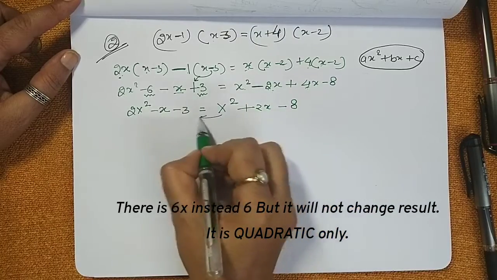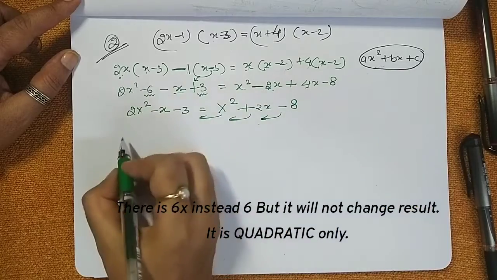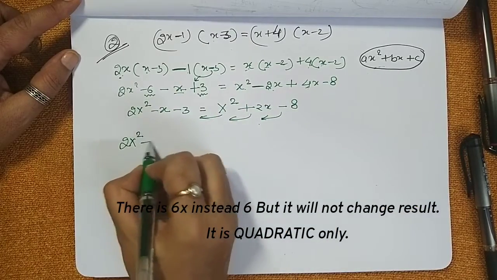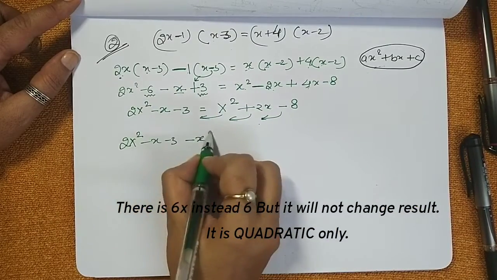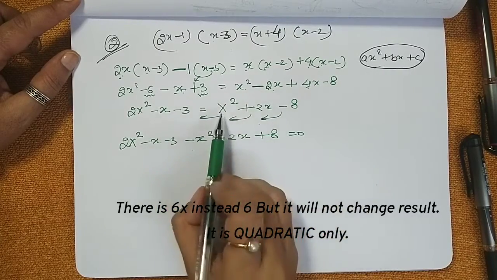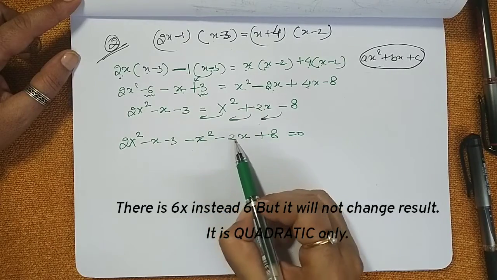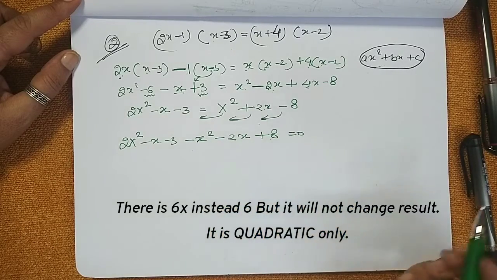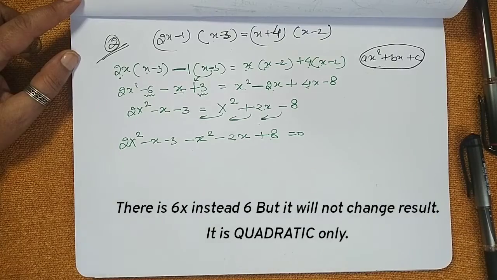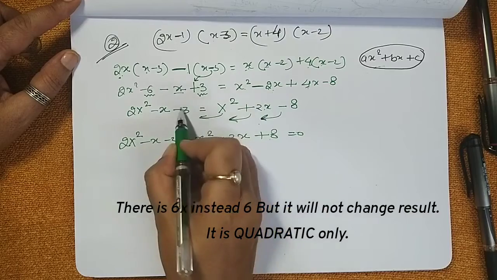Now we will bring all the terms to one side because I need to compare it with this, right? So I will do 2x square minus x minus 3 minus x square minus 2x plus 8. I hope you got it. This is coming here, minus it is becoming 2x coming here, minus 2x, minus 8 becoming plus 8. I think you know already. If we transfer the terms to the other side, the sign changes, right?